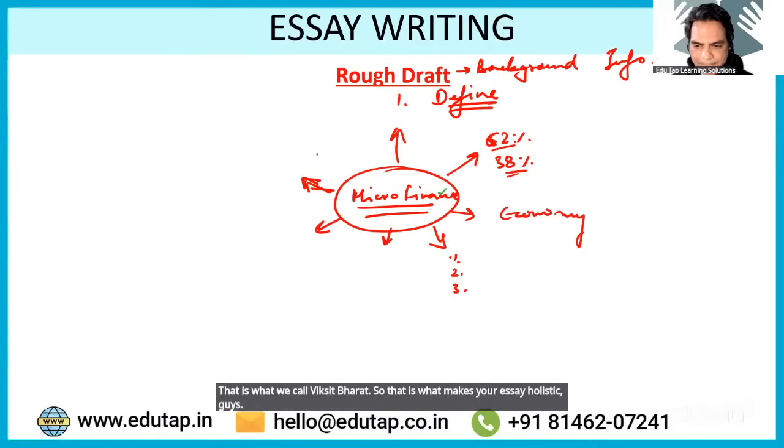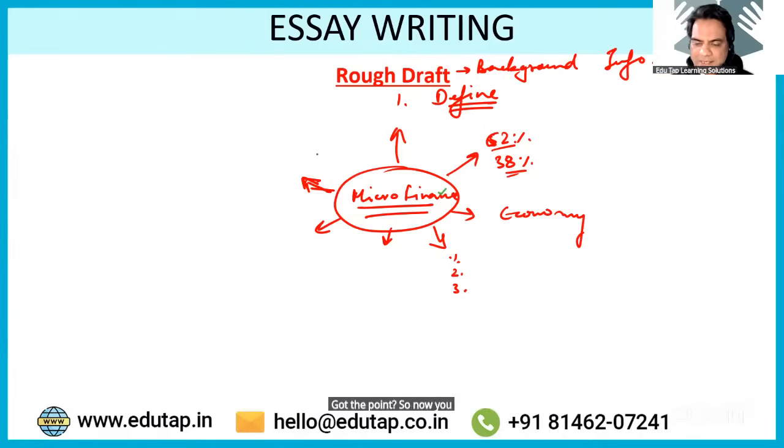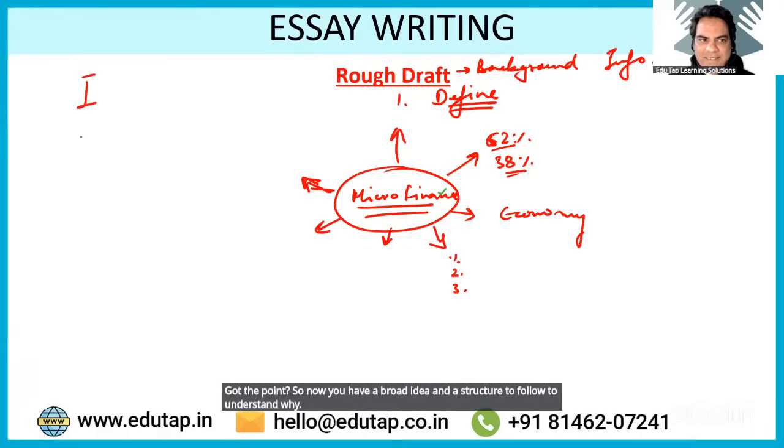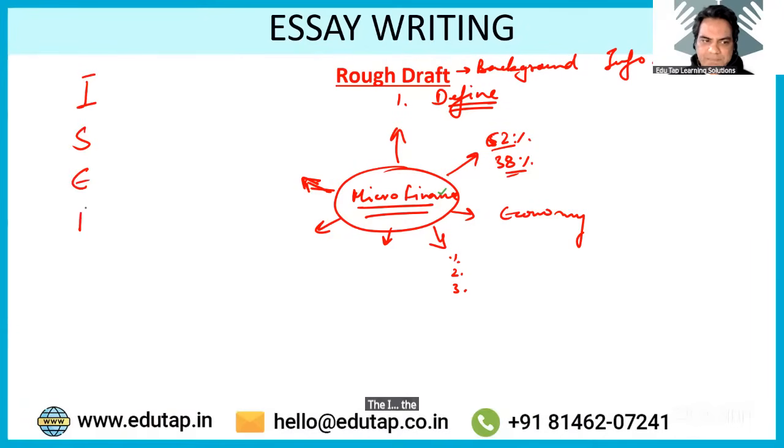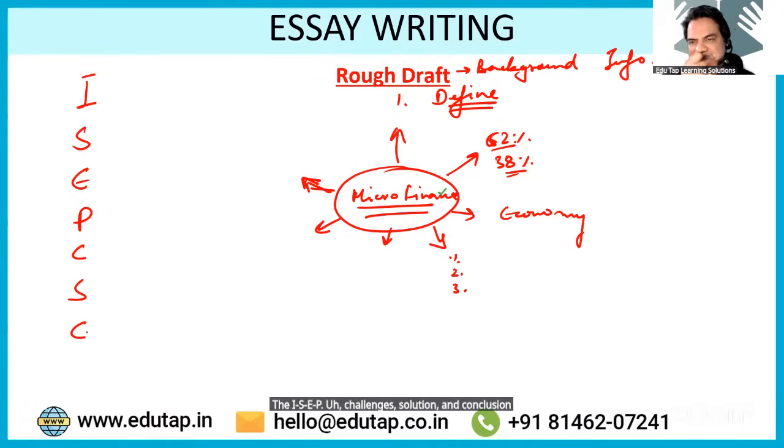Got the point? So now you have a broad idea and a structure to follow. ICISEP: challenges, solution, and conclusion. So the ICEP CSC structure is a cut and dried method for you. If you follow this, you can use this on any topic out there. Let's say, Suraj, tomorrow we are writing on UPI, right?